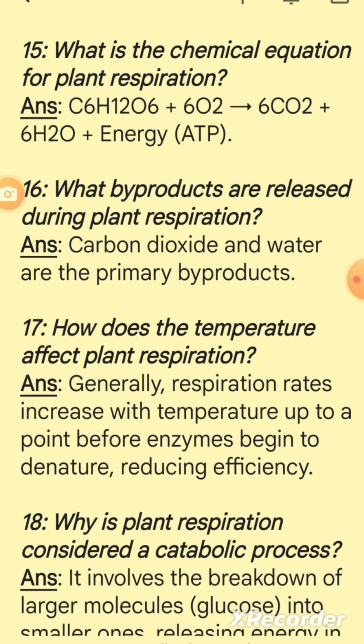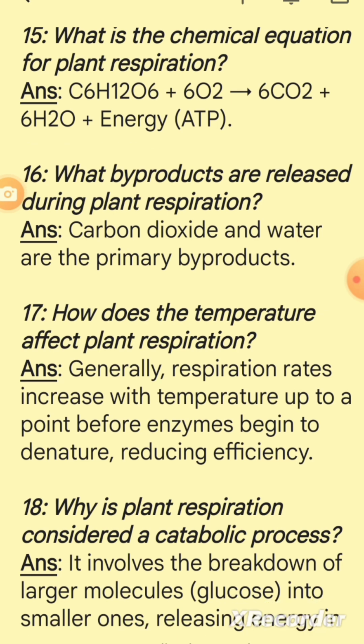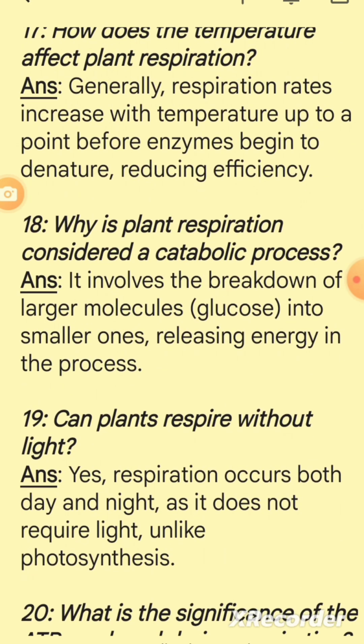Question 17. How does temperature affect plant respiration? Answer. Generally, respiration rates increase with temperature up to a point before enzymes begin to denature, reducing efficiency. Question 18. Why is plant respiration considered a catabolic process? Answer. It involves the breakdown of larger molecules like glucose into smaller ones, releasing energy in the process.